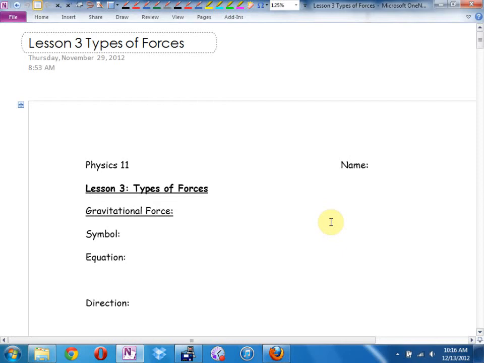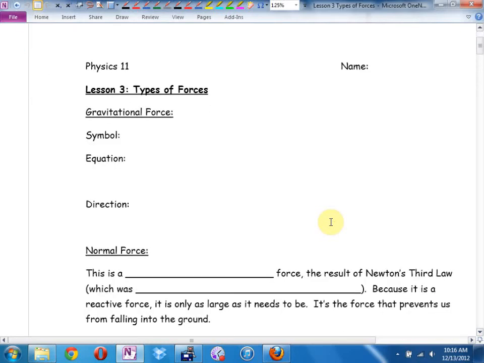Forces. We're going to start putting free body diagrams and F equals ma and Newton's laws together. First one we already touched on last day, the gravitational force. The symbol we traditionally use is Fg. The equation is F equals mg. It's F equals ma in disguise, except g is 9.8.